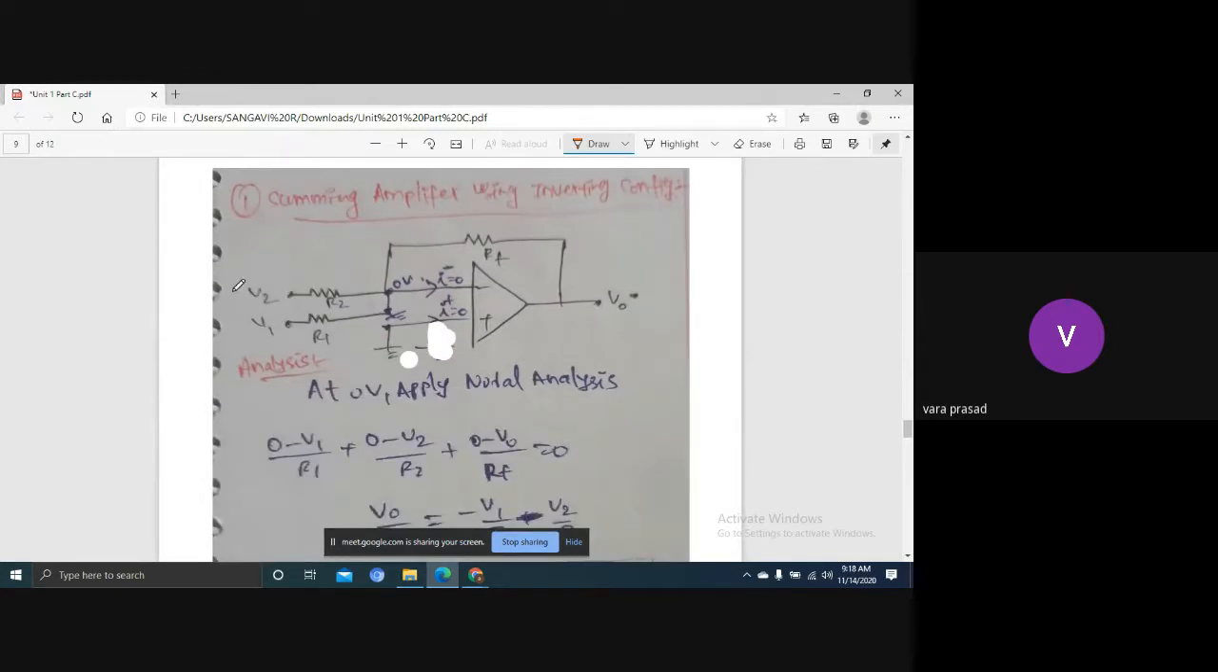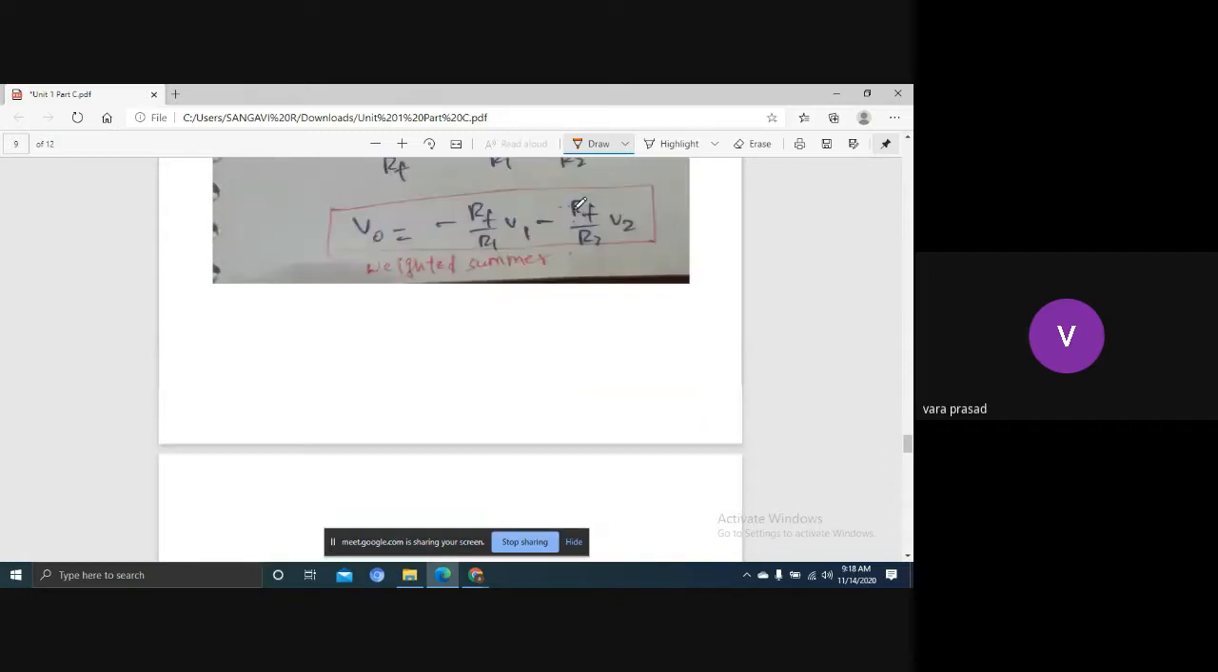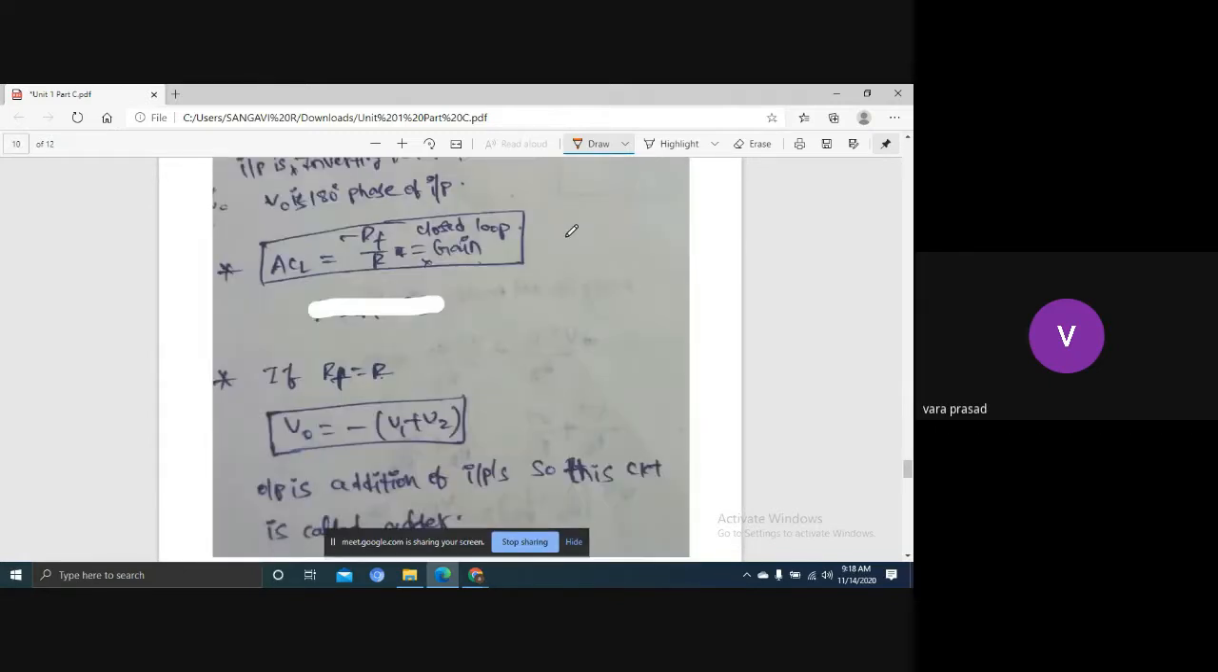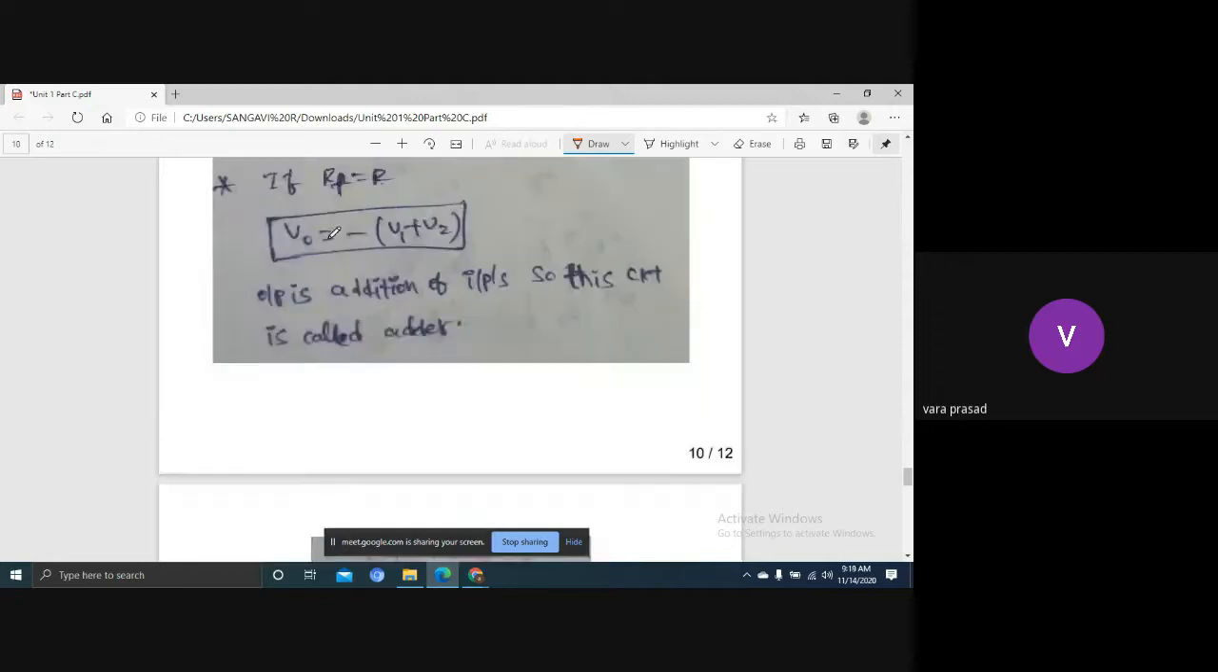If they ask to explain about the summing amplifier, there is one more extra resistance with the help of V2. If they ask for 3, I can also take V3 with respect to R3. This is an inverting configuration, right? For the inverting configuration, if 3 inputs are there, V0 is equal to minus of (V1 plus V2 plus V3). This is about the summing amplifier.